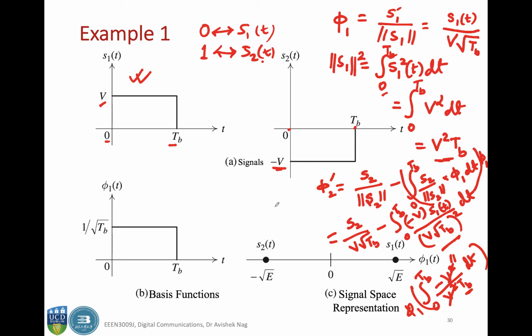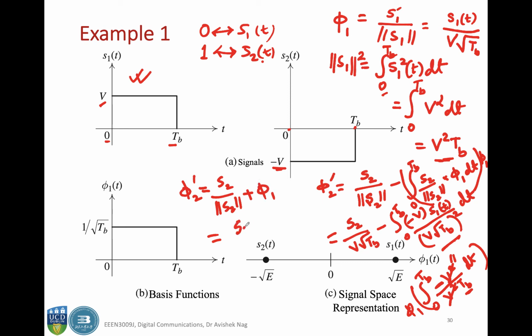So eventually, if you write it freshly, the expression for phi 2 dash will be S2 divided by the norm of S2, minus minus of phi 1. So this minus sign remains, this integral is minus 1, and then here is phi 1. So basically this will be plus phi 1. Now your phi 1 is S1.